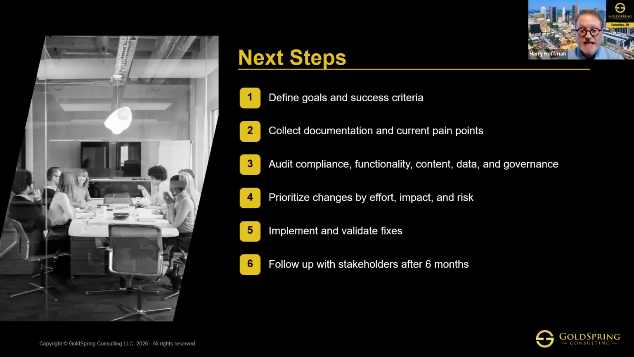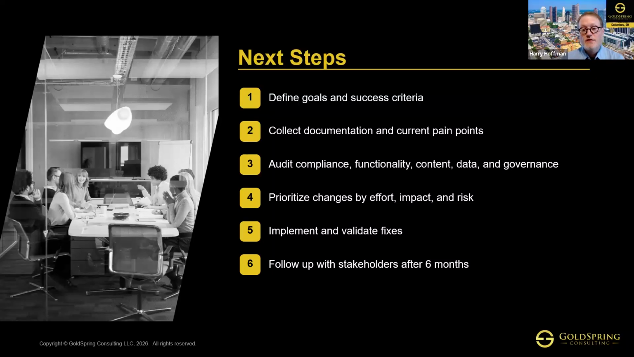Next, looking at audit compliance, functionality, content, data, and governance. So really looking at it holistically, how you want it to look at the end of the day. What really should be the right functionality? What should really be the right content? What do you want to capture in your OBT? Next, you want to prioritize the changes. You may have a lot on your wish list, but really, what are the most important things? What are the high impact versus the low impact, high priority, low priority items?